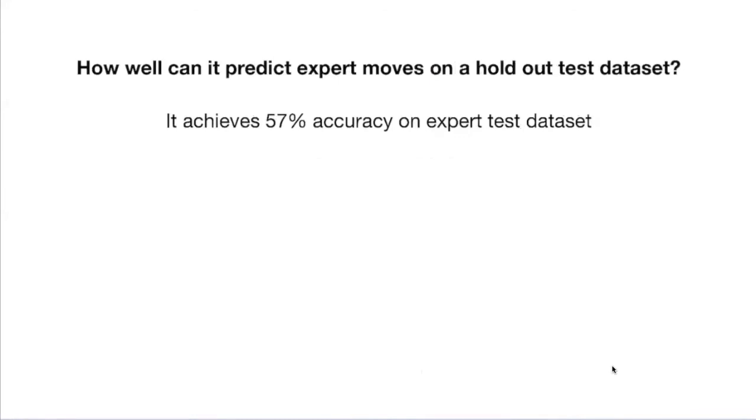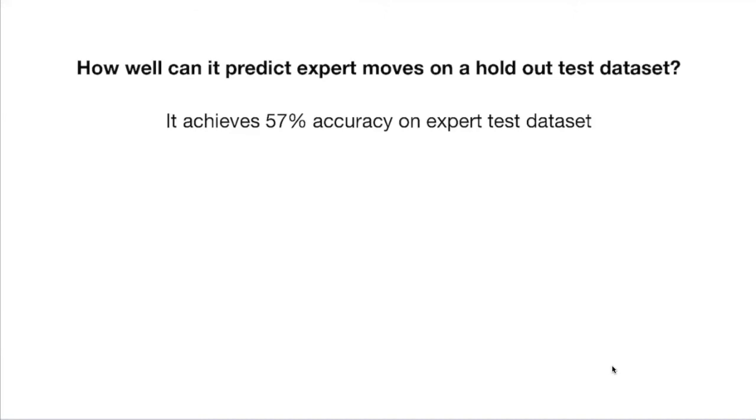So what's the performance? First thing that they tested is, let's test it on a holdout expert test data set, right? So I have 30 million state action pairs. Maybe I just split it into training and test. I train it on the training part, and I'm going to test it on the test part, right? So let's see, what's the accuracy of predicting the expert action on a holdout test set. So the accuracy is actually not that high. It's 57% accuracy on the holdout expert data set.